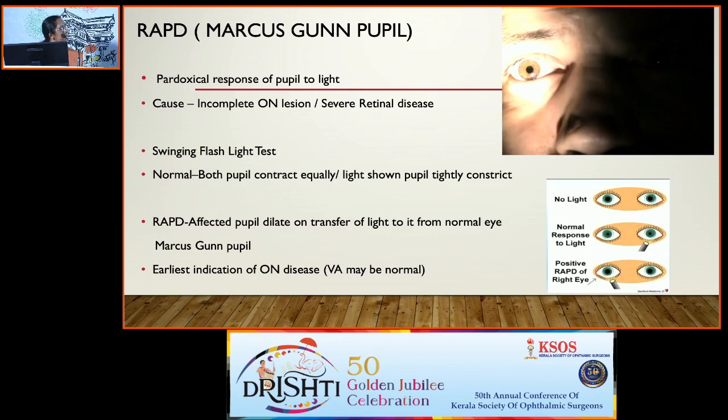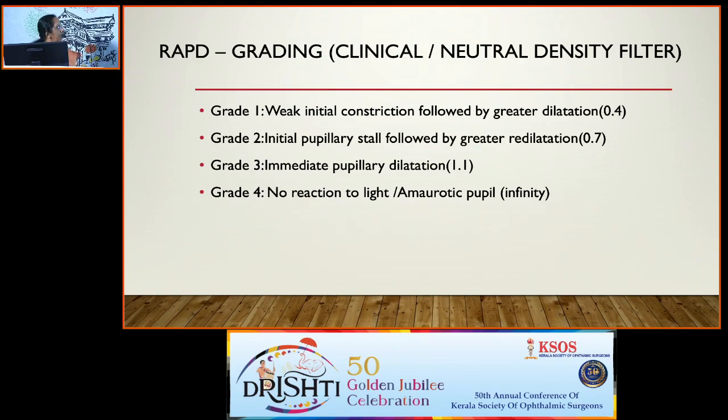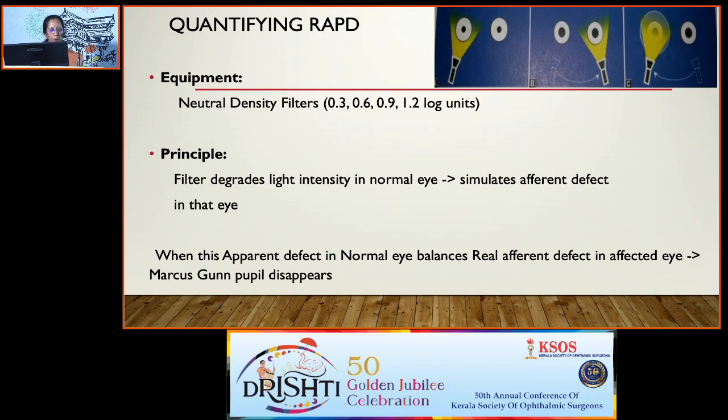It is the earliest indication of optic nerve disease even when the visual acuity is normal. This is the grading of RAPD. Grade 1 is a weak initial constriction followed by greater dilatation. Grade 2, just an initial pupillary stall. When it immediately dilates, it is grade 3, and when there is no reaction to light, it is grade 4.